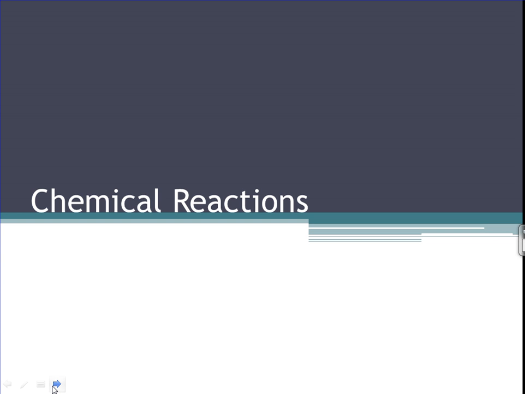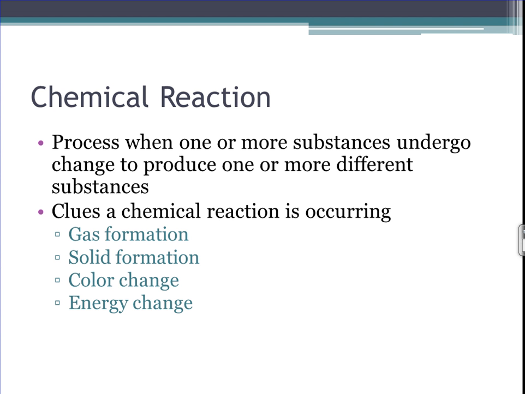So again, this is your chemical reaction notes to help prepare you for the next part of our study of atoms and the periodic table and chemistry. So the first thing you need to know is the definition for a chemical reaction. It is a process when one or more substances undergo change to produce one or more different substances.